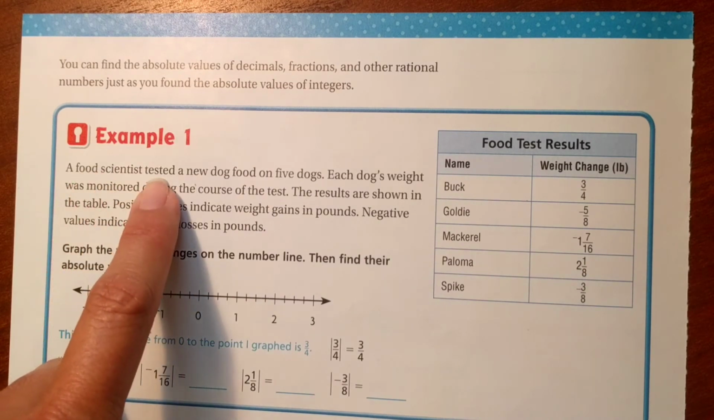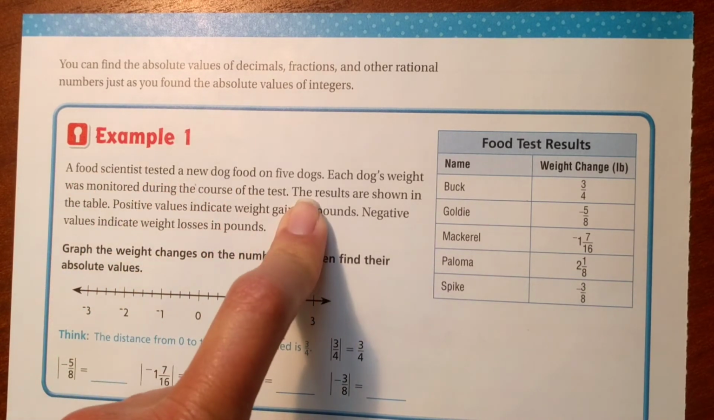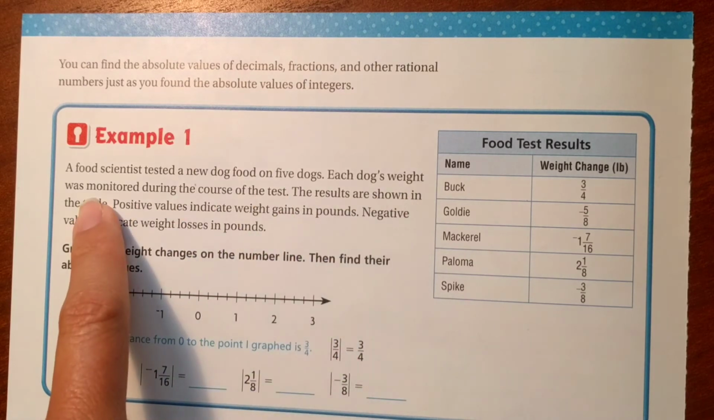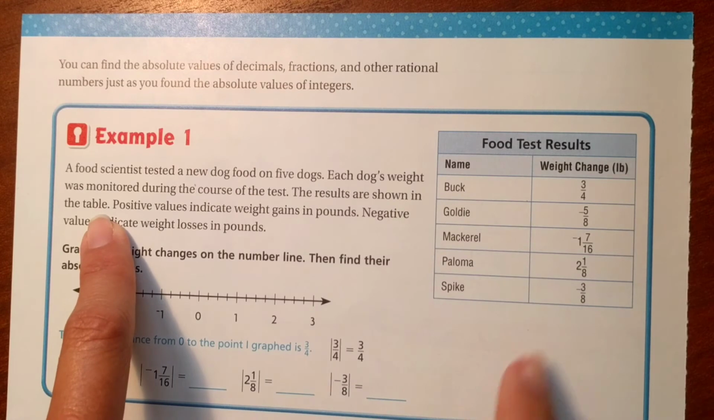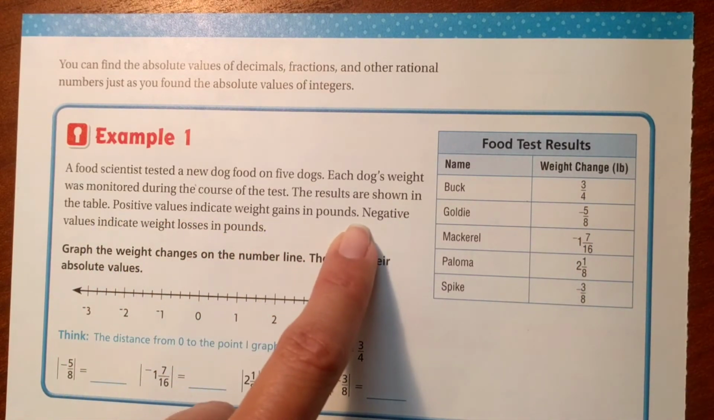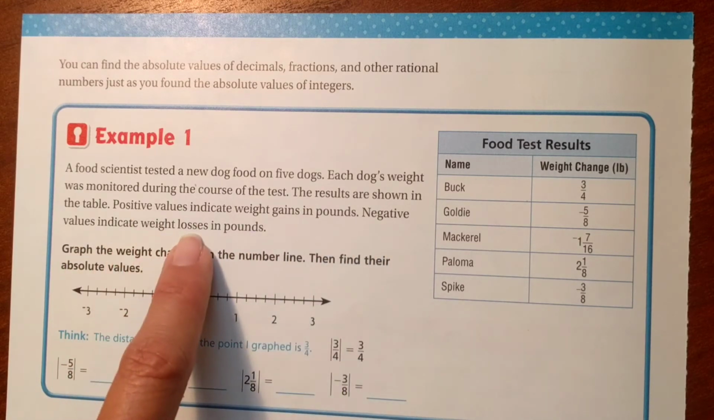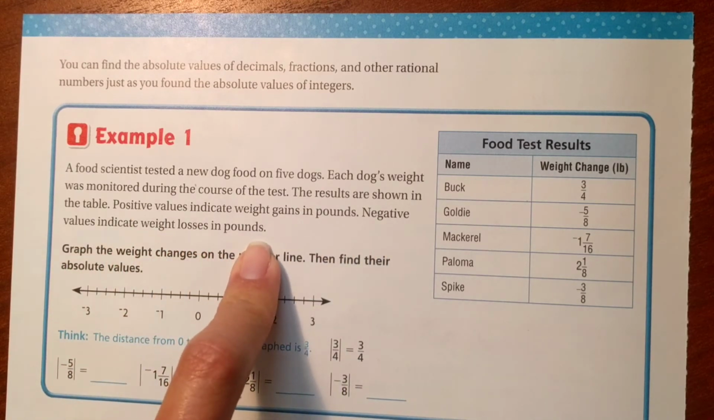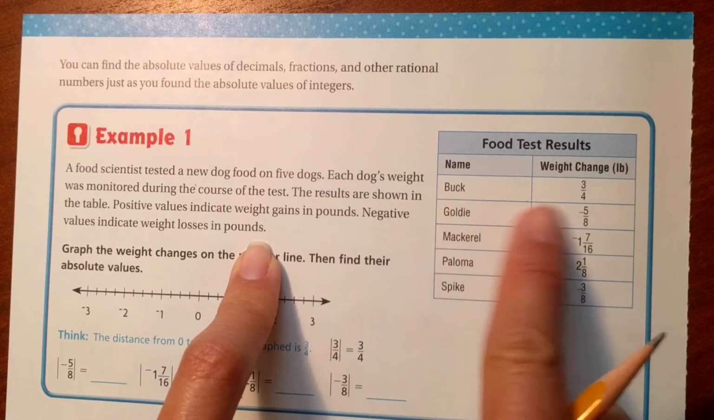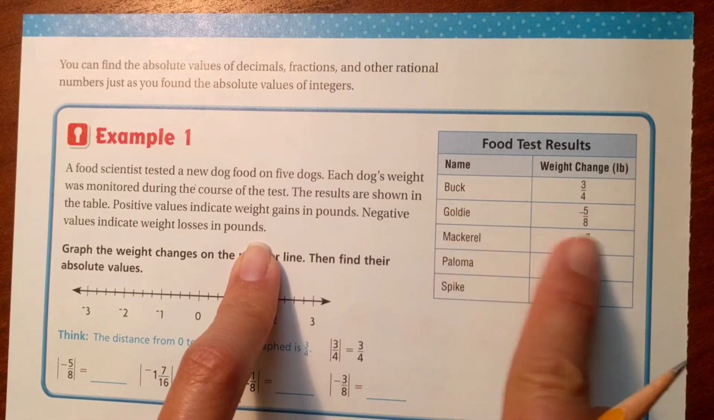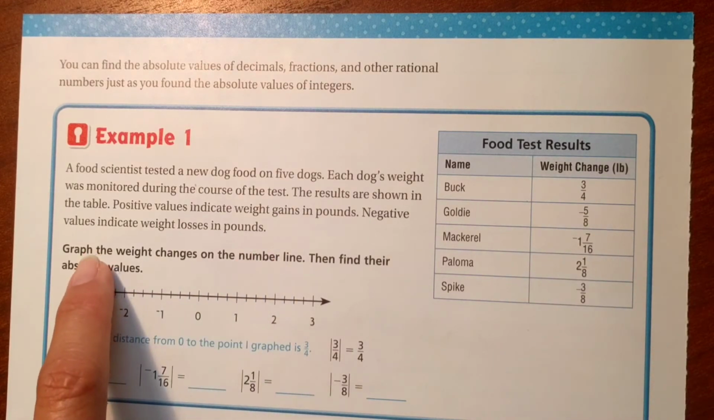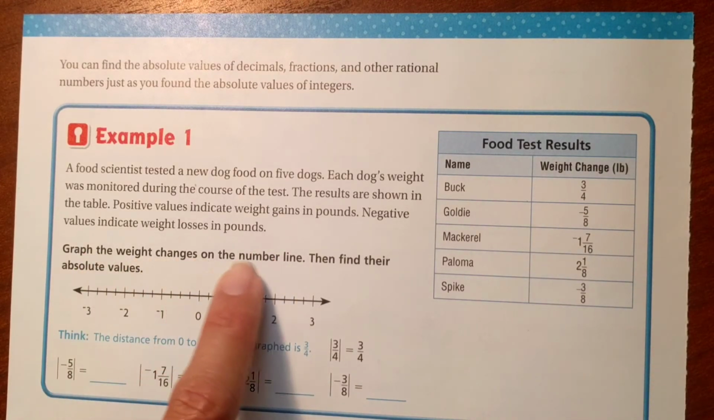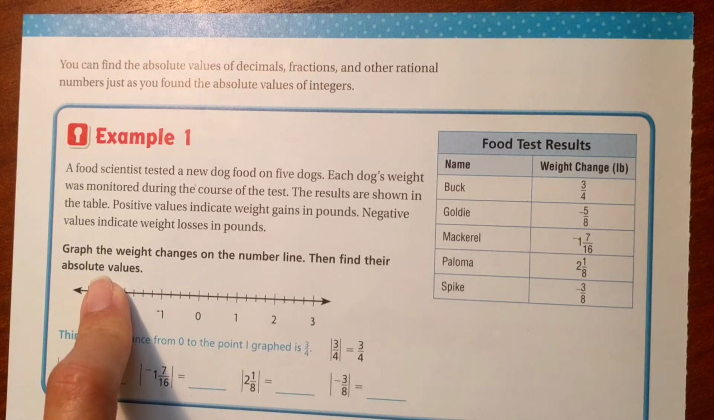All right. A food scientist tested a new dog food on 5 dogs. Each dog's weight was monitored during the course of the test. The results are shown in the table over here. Positive values indicate weight gains in pounds. Negative values indicate weight losses in pounds. So Buck gained weight, Goldie lost weight. See that negative symbol? She lost some weight. Graph the weight changes on the number line, then find their absolute values.